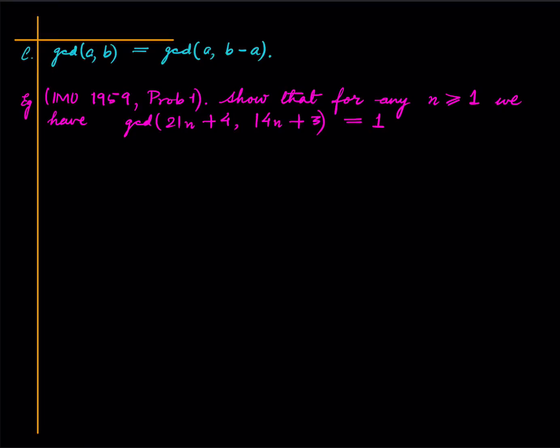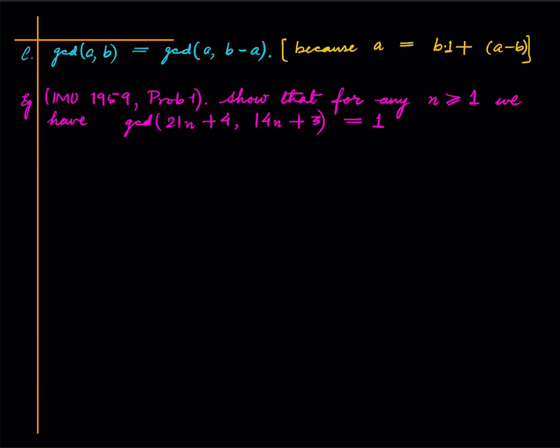And now there's a very simple consequence of it, that GCD of A comma B is GCD of A comma B minus A. This is for all integers A and B, not both of them 0. So this is because A equals B plus A minus B. This is B times 1 if you want to write it that way.